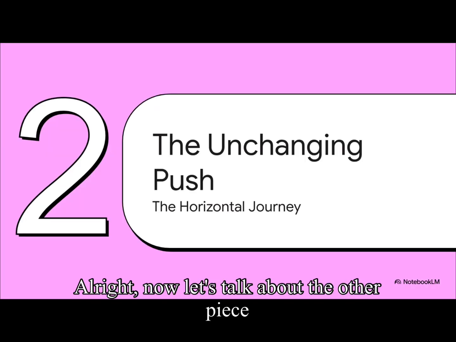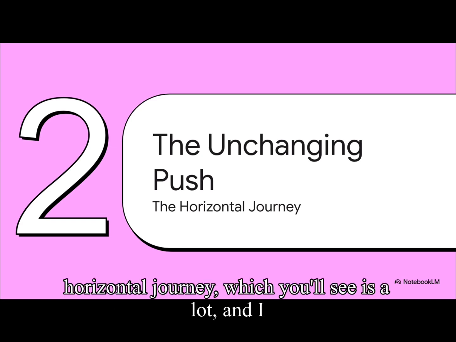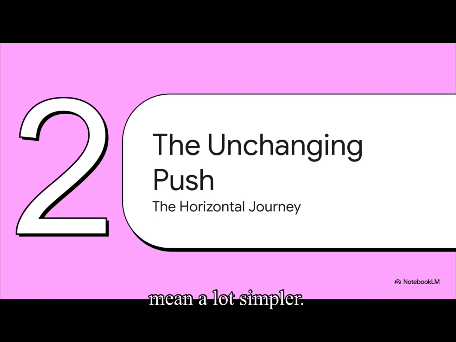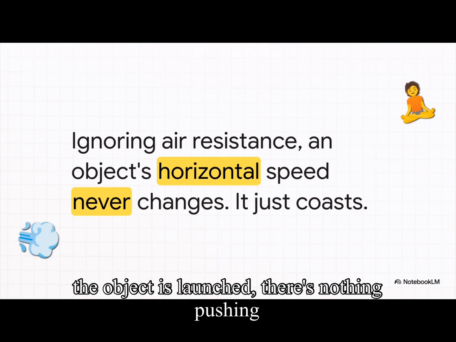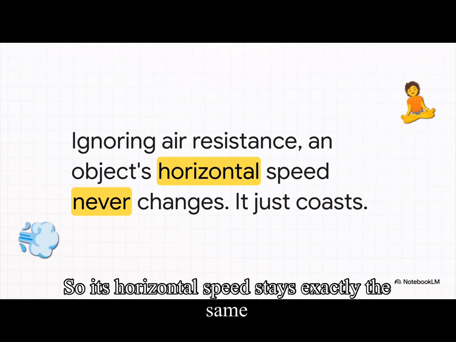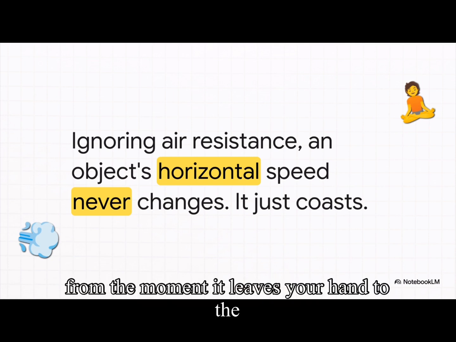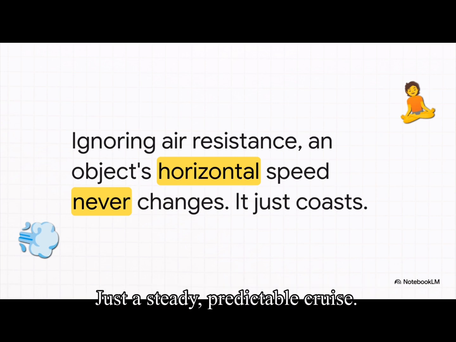All right, now let's talk about the other piece of the puzzle. We're going to shift our focus to the horizontal journey, which you'll see is a lot, and I mean a lot, simpler. Right, so the crucial point here is that once the object is launched, there's nothing pushing or pulling it sideways. It's just coasting. That initial forward push it got at the very beginning is all it has. So its horizontal speed stays exactly the same from the moment it leaves your hand to the moment it lands. Just a steady, predictable cruise.